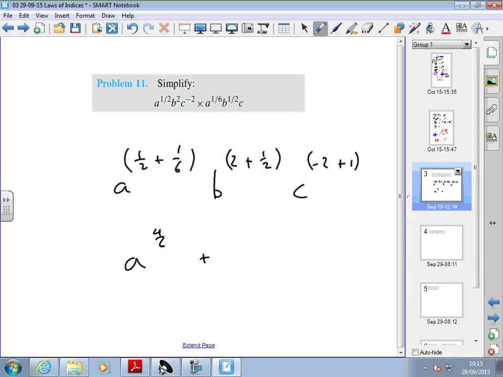2.5 I could write. And if I put it in a calculator to calculate something, I would put 2.5. But I think of that as 2 whole ones is 4 halves, plus another half is 5 halves. I'd write it like that, actually, as the improper fraction. That's b to the power of that. And then finally, c to the minus 2 plus 1 is minus 1, isn't it?